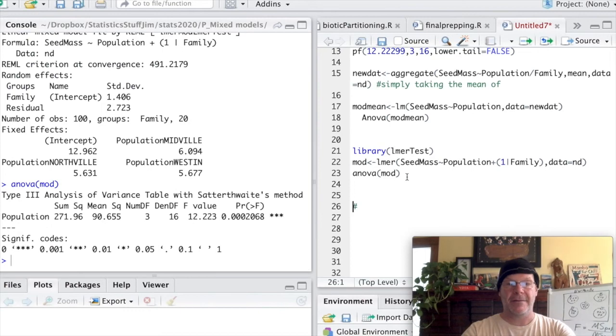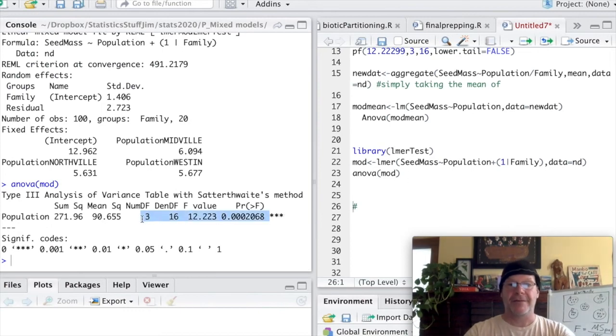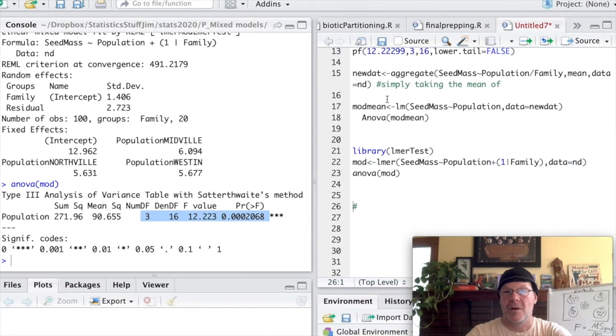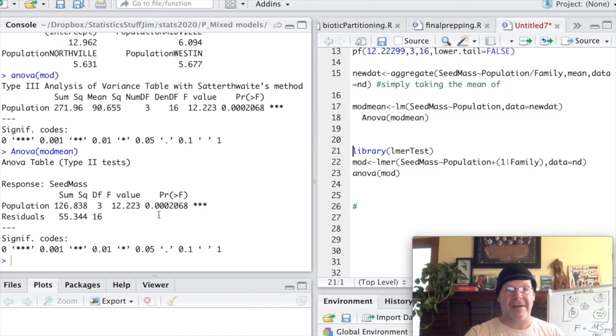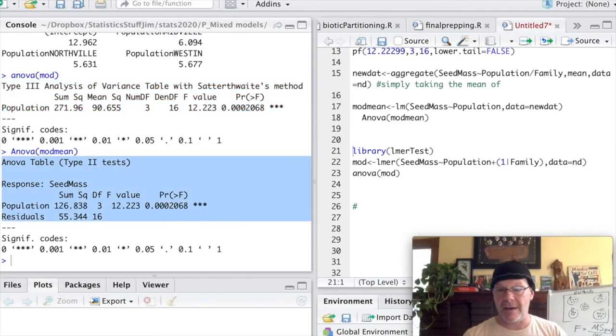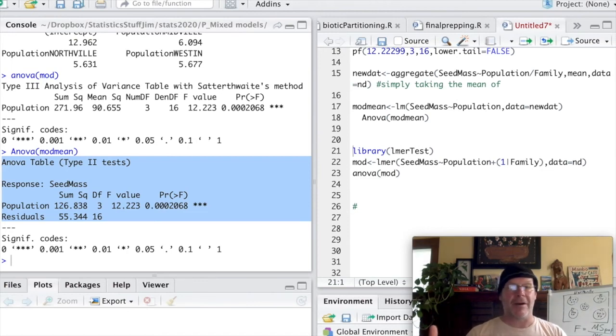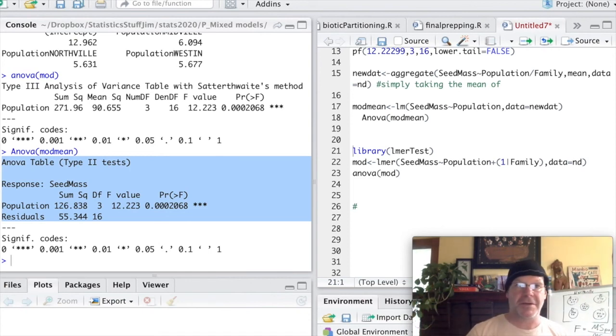We're going to look at the mod, and look at that. That is the exact same answer that we got when, if we go back up here, we did it on just the mean, right? Remember when we took all of those values within each family and took the average of all those individuals? That is the exact same answer. So here it is set up as a mixed model, and here it is as a traditional linear model, but instead of including the error for family, we're just taking the summary of the family and going along with it.